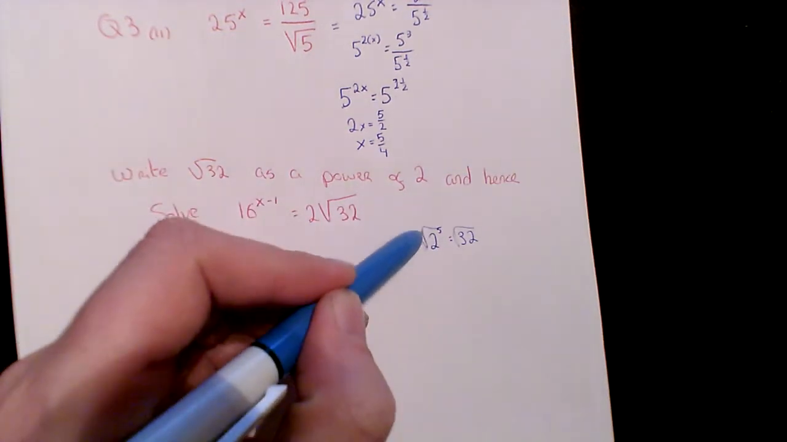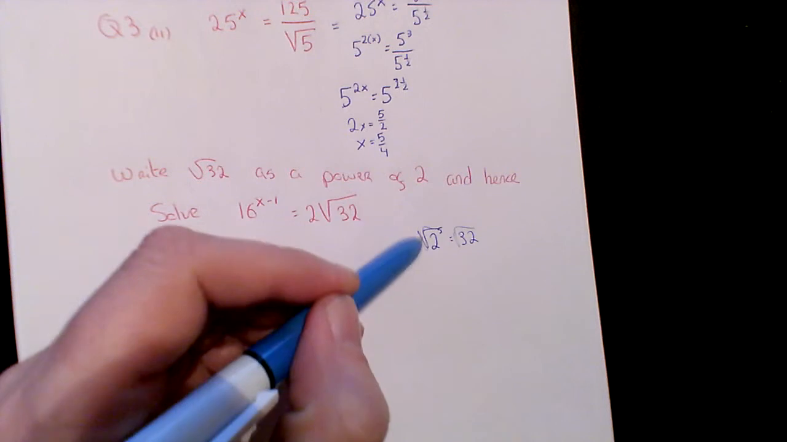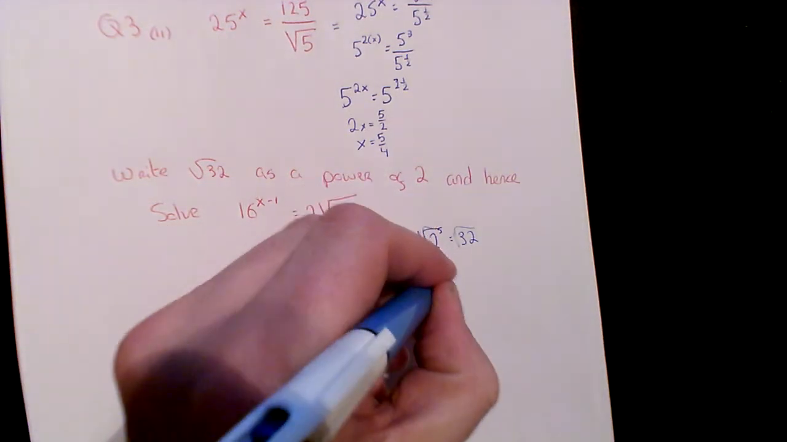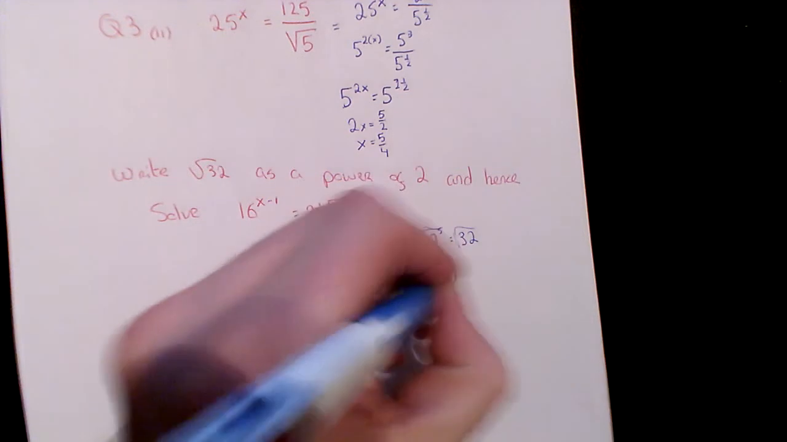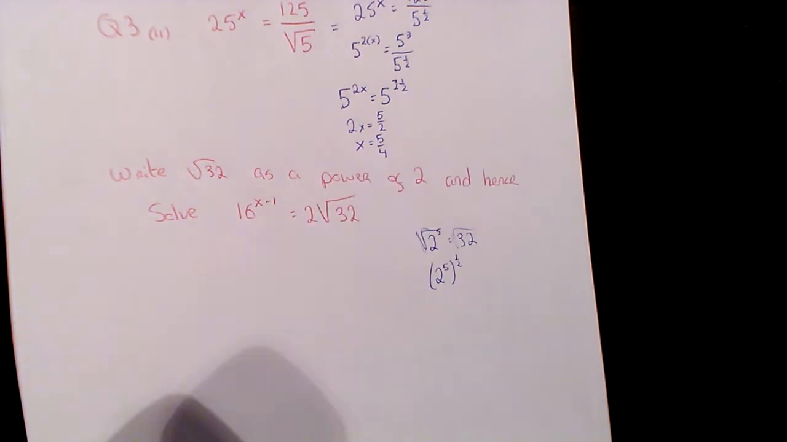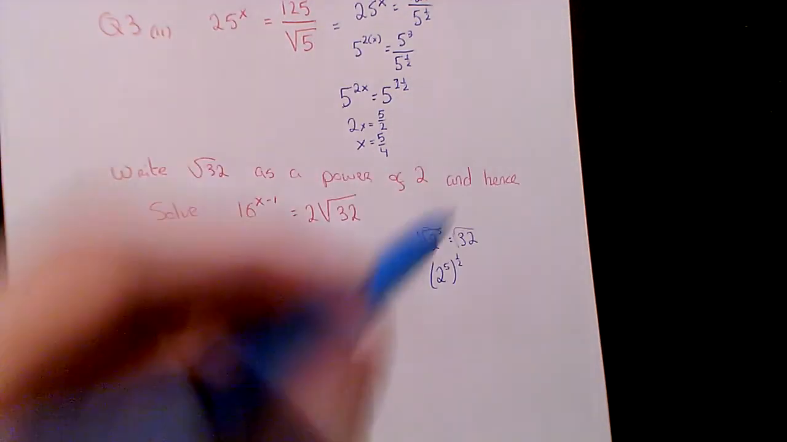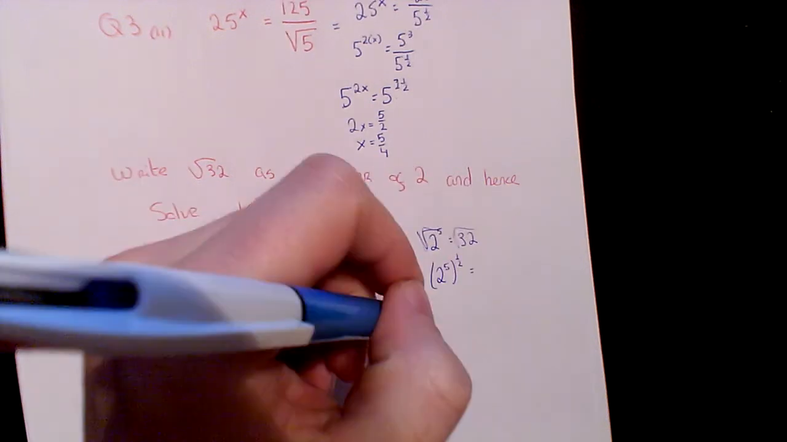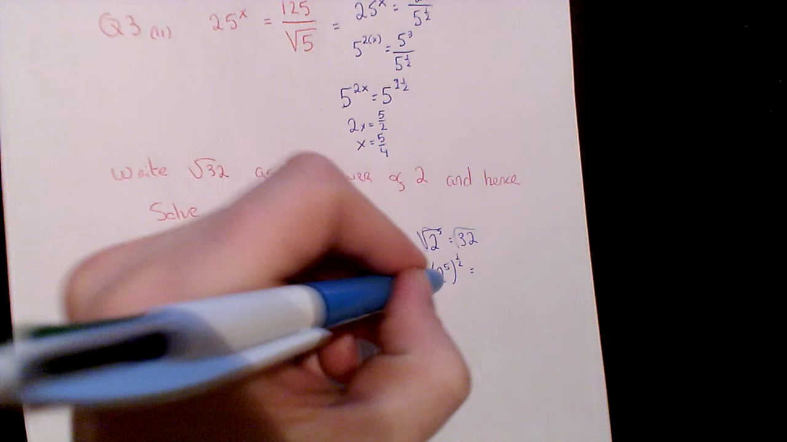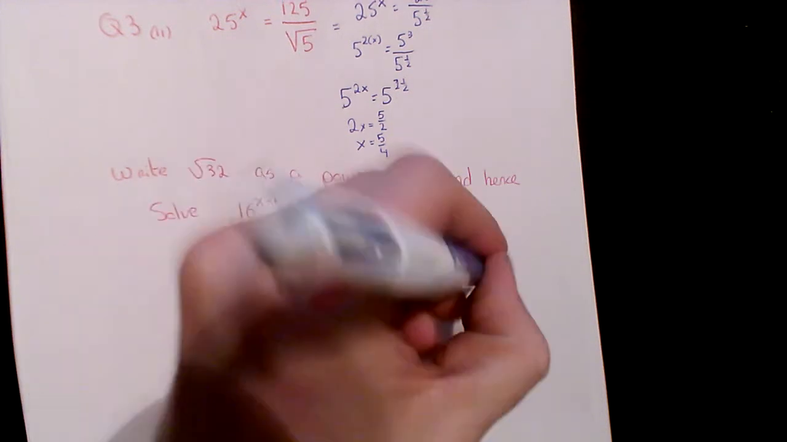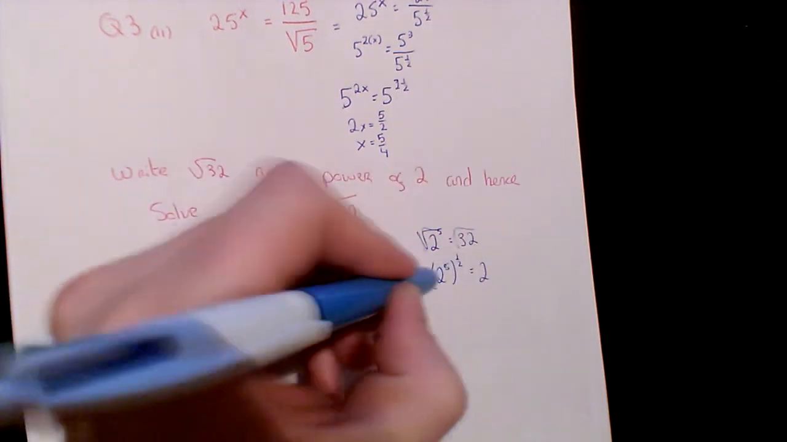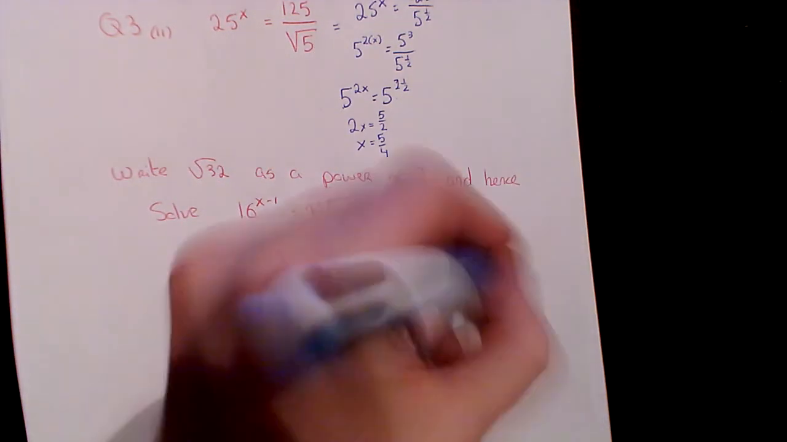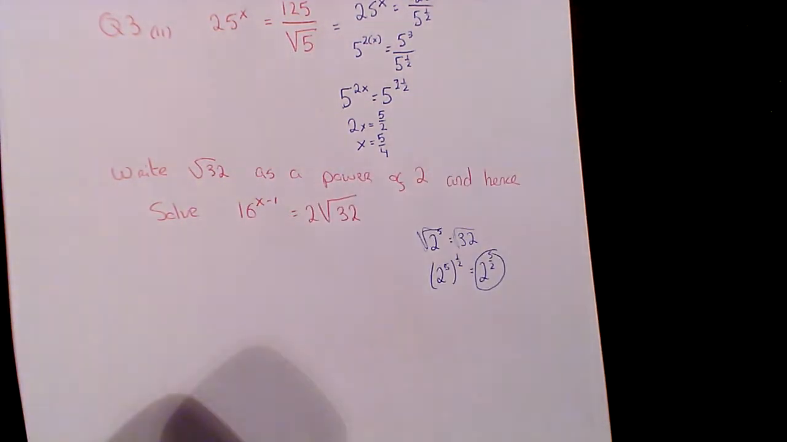But we're getting the square root of it. So the square root of 2 to the power of 5, remember from our rules, the square root we can just change to a half, so it's 2 to the power of 5 to the power of a half. This is a power of a power, so we multiply these two and you get 2 to the power of 5 over 2, or 2.5. So that's that done.